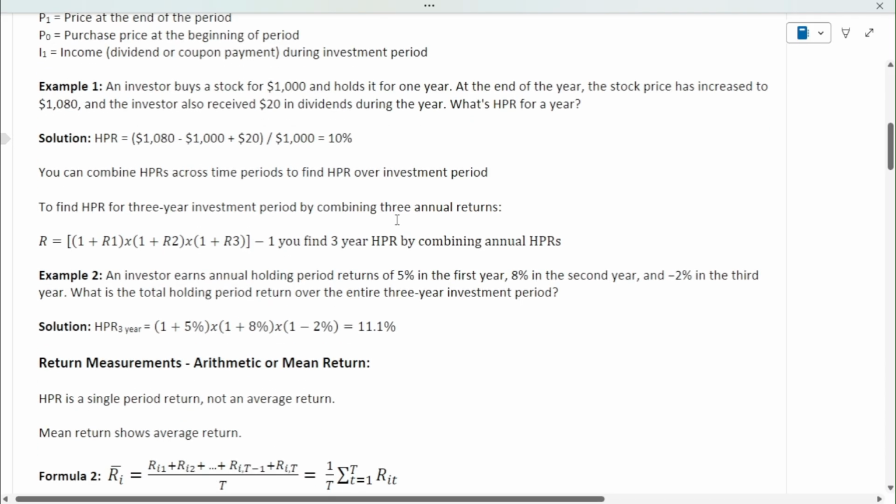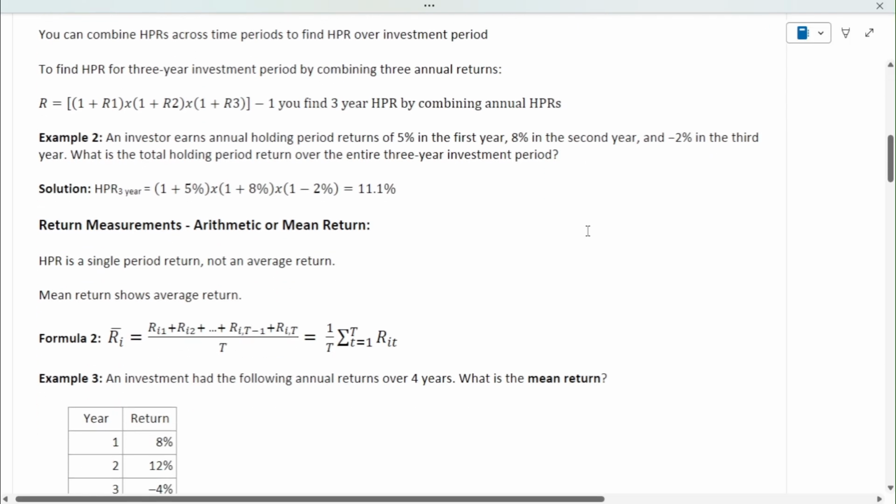We can also combine HPRs across time periods to find HPR over an investment period. For instance, if the investment period is 3 years, meaning that you hold the asset for 3 years, and we have annual returns for that asset, we can combine the 3 annual returns to find HPR over the 3-year investment period. Okay, here you can see the formula for that, and we are going to see it in action in the next example.